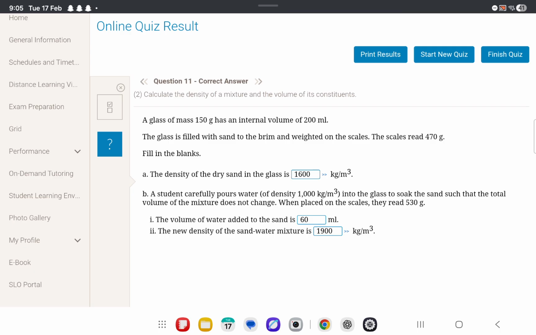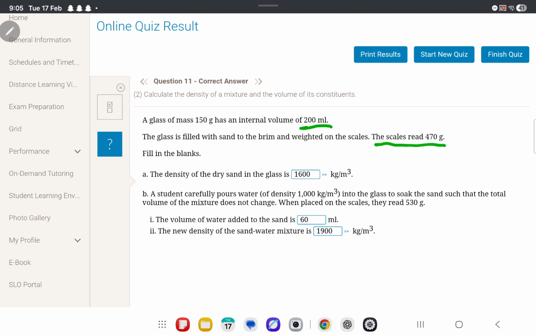Okay, so question 11. A glass of mass 150 grams has an internal volume of 200 milliliters. The glass is filled with sand to the brim, so it occupies the full 200 milliliters. And weighed on the scales, the scales read 470 grams.